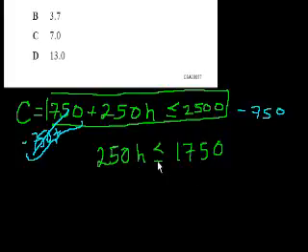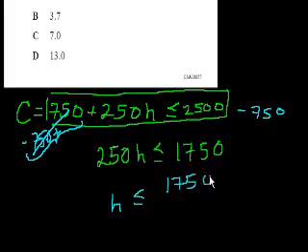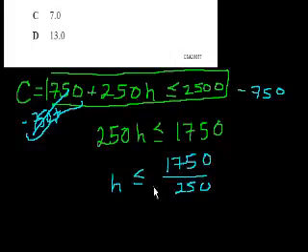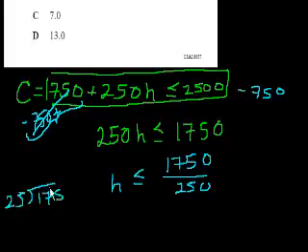All right, now let's just divide both sides by 250. We don't have to do anything to the inequality sign since 250 is a positive number. So the hours have to be less than or equal to 1,750 over 250. That's the same thing as 175 divided by 25. 25 goes into 175. What is that?